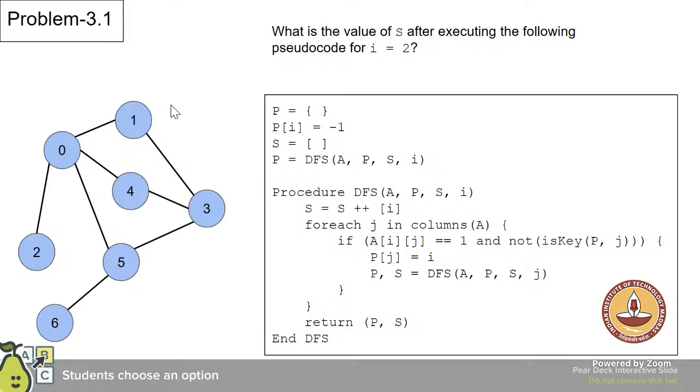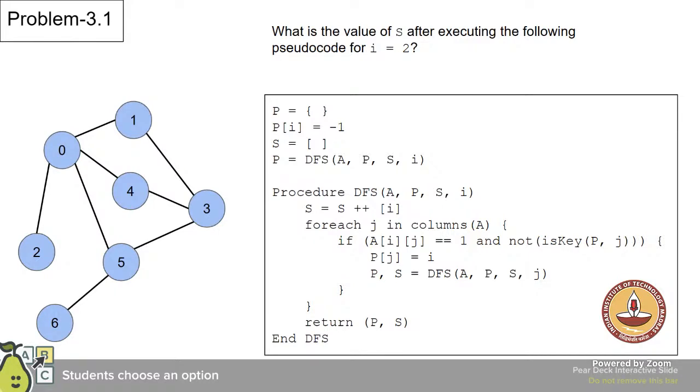Ma'am, a small doubt. Usually, when we call a procedure, we assign whatever value that procedure returns to a variable. So when we enter this if block and we say P comma S equals DFS of A, P, S, j, I know that DFS is calling the procedure again with just a small change in the parameter, that is j, the daughter node. But what would that P comma S mean?